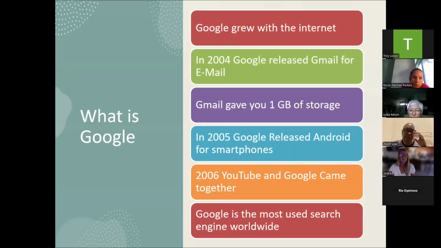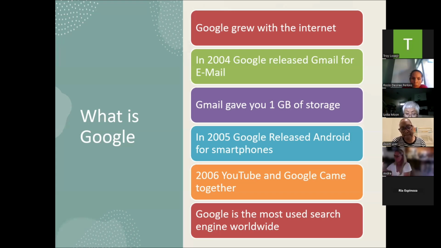So what is Google? Google originally started off as just a search engine. It grew with the internet. In 2004, Google released Gmail for email. Of course, a lot of people were using their Yahoo, their MSN, and things like that for their email. Over time, people started to transition over to using Gmail, and Gmail became very popular. Gmail gave you, at that time, 1 GB of storage. That was a lot back in the day for getting your emails. Of course, over time, that has grown to now where Gmail gives you 15 GB of free storage.